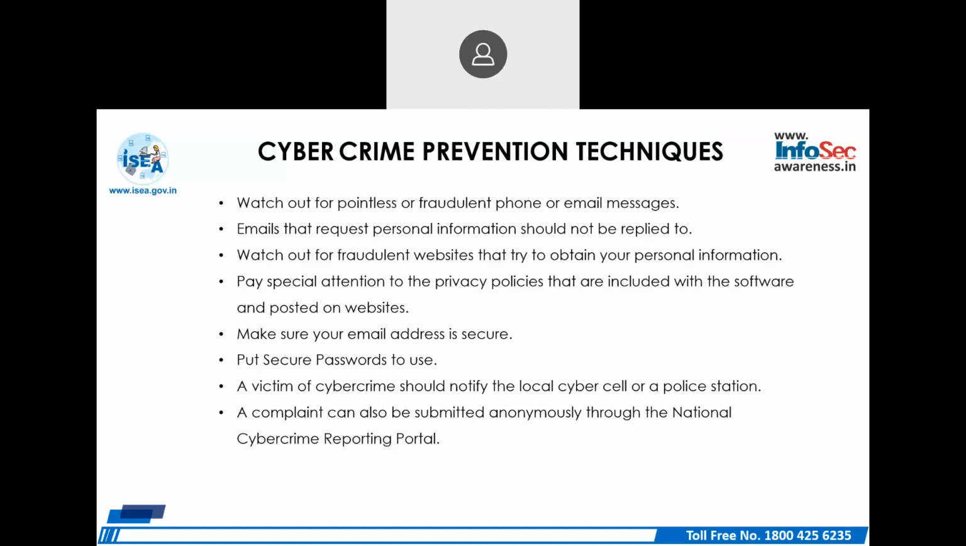Then an email that requests personal information should not be replied to, whether it is from someone giving you an email for a lottery offer, or even if you are getting an email from Facebook about an account compromise.